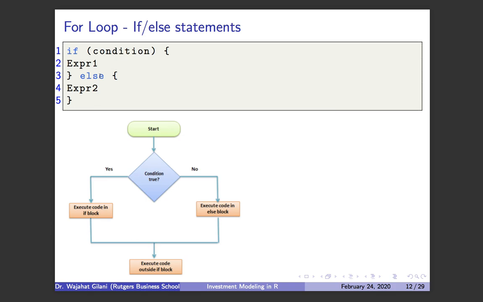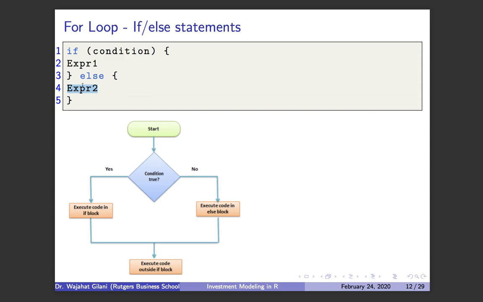Now, from a visual point of view, this is basically what's happening. You start by entering the condition. Is the condition true or not? If it's true, you execute the code that's within the if, this part, and then you exit the code and do the rest of the code. If it's false, then you do the code in the else, and then you exit and do the rest of the code after the if-else statement. Notice it's either one or the other. That's the whole deal with the if-else statement. You will never have a situation where both codes get executed.